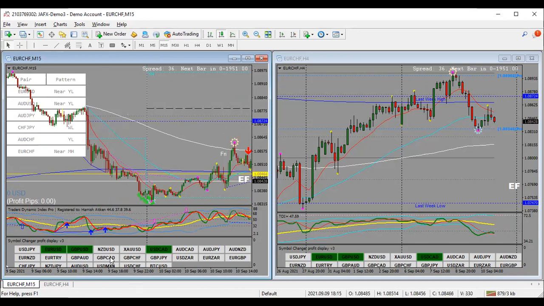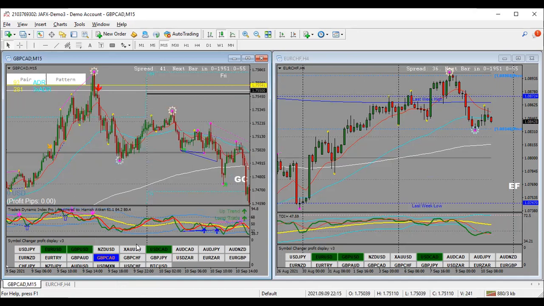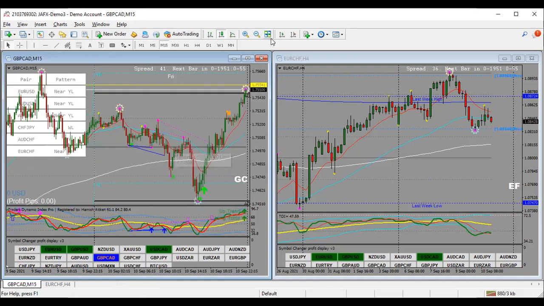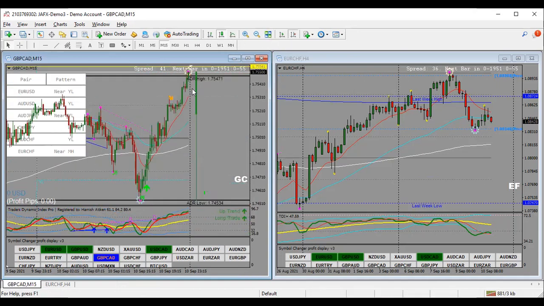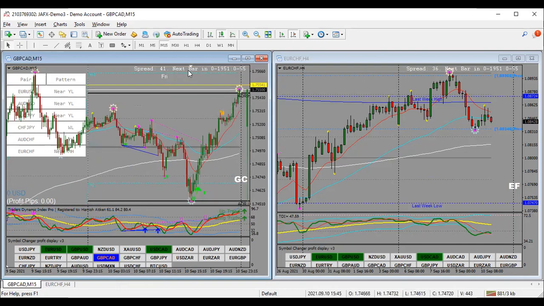Now look at GBP CAD. Look at it. It's still within the range, right? Look at GBP this, it's still within the range. So that's why you don't see it here. Can you see that?